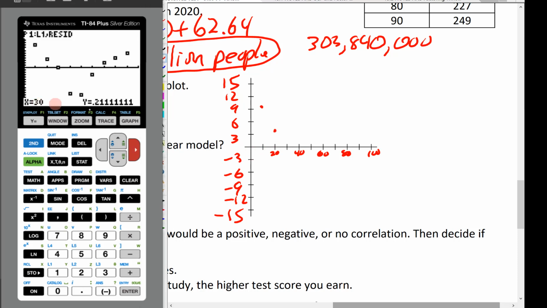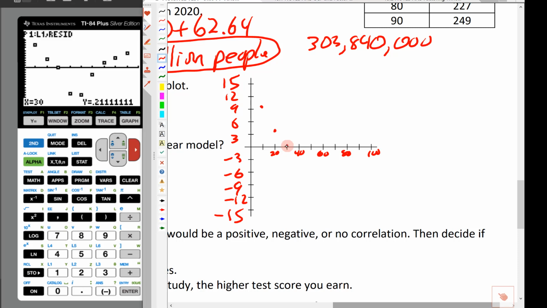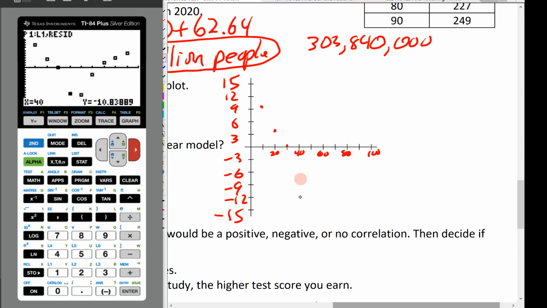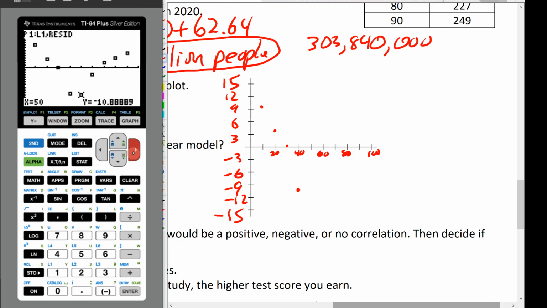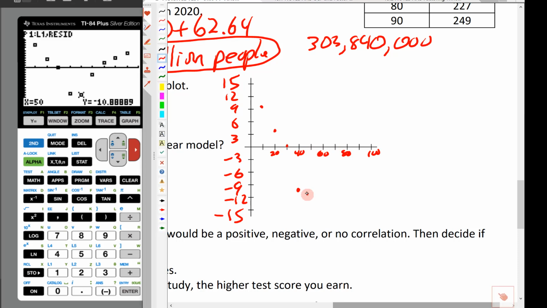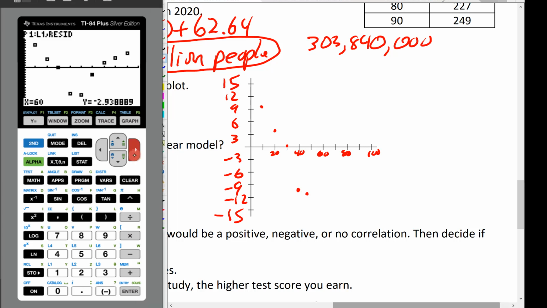This one is 30, and gosh, it's almost 0. It's almost right on the line right there. It is just barely positive, so we'll put it just barely above the line like that. The next one is 40 and negative 10, so that's going to be about right here. And then the next one is 50 and almost negative 11, so maybe a little bit lower. Okay, so about like that. And then 60 and negative 2.93, so that's about 3. So we're looking about right there.